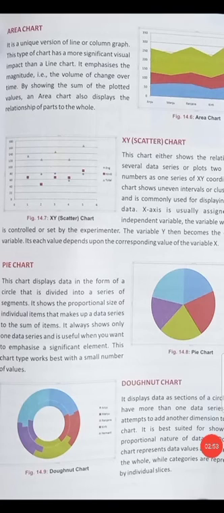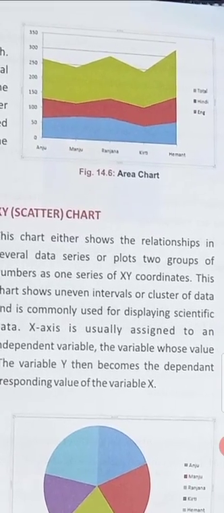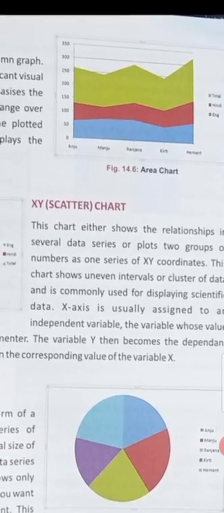Next is area chart. Area chart is a unique version of line or column graph. In this, it gives full detail of our area, till the last boundary. It emphasizes the magnitude, the volume of change over time by showing the sum of the plotted values. An area chart displays the relationship of parts to the whole.